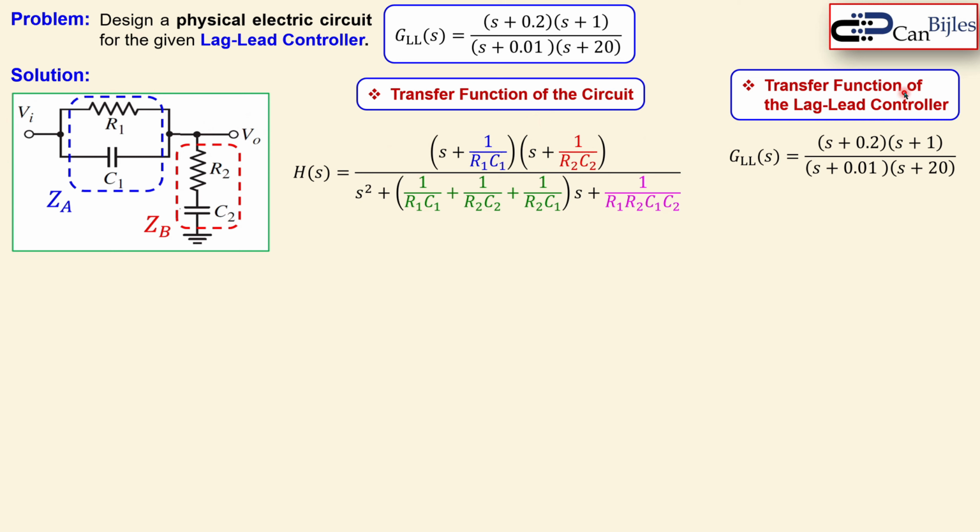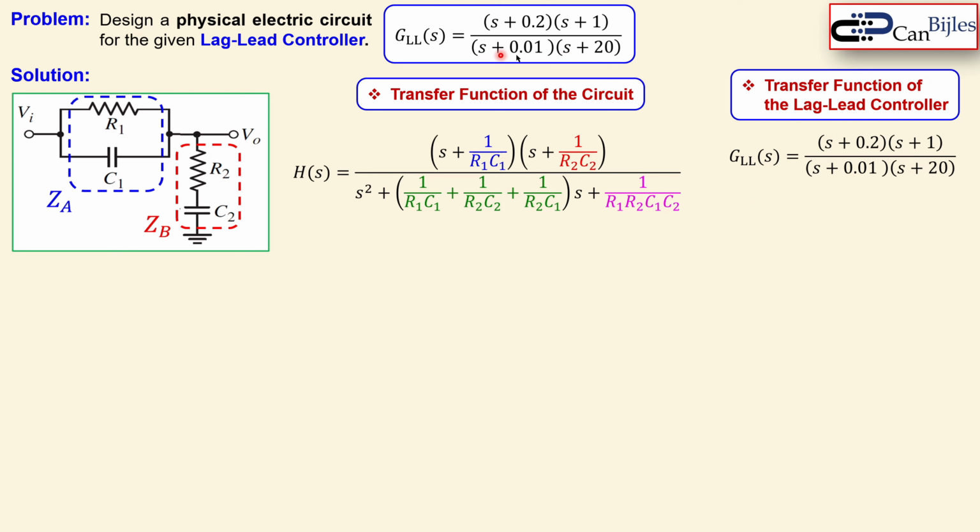and this is the circuit itself on the left side, and this is the transfer function of the lag lead controller that was given. Now I have already given some colors, the blue and the red and the green and the pink colors, for designating the location of the parameters. And this is the transfer function we have from this lag lead controller.